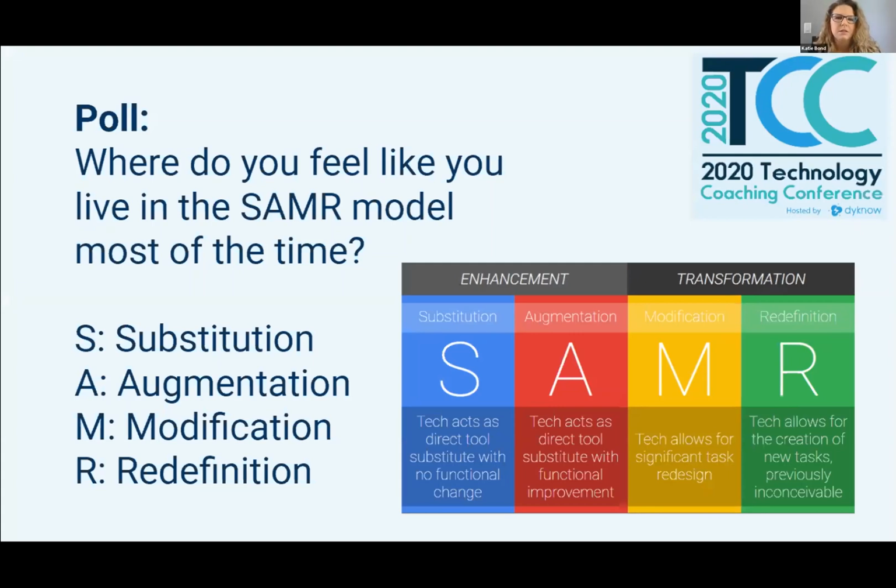Okay. All right. So thinking about where you are as a person yourself, or maybe if you're more of a coach and you don't get to do as much technology integration and lesson planning, maybe think about where you think more of the teachers you work with think they are. If you think you mostly live in that substitution level, please raise your hand.